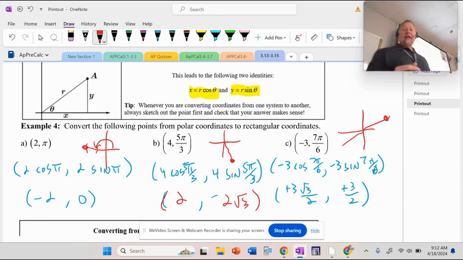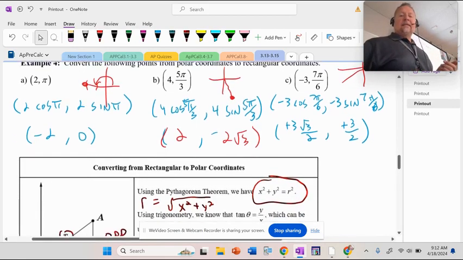So anyway, sine and cosine of 7 pi over 6. Cosine of pi over 6 is root 3 over 2, but it's negative in 7 pi over 6 for cosine. So a negative times a negative is a positive. And then sine of 7 pi over 6 is negative a half. That's how you get positive. So, making sense out of this.